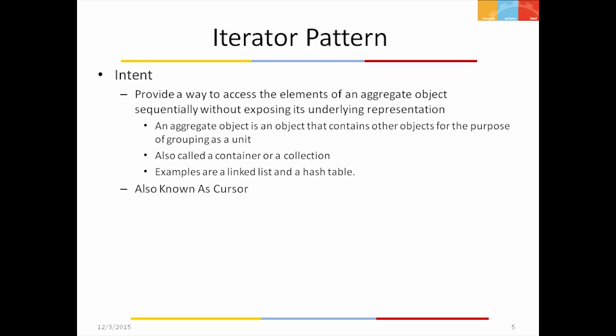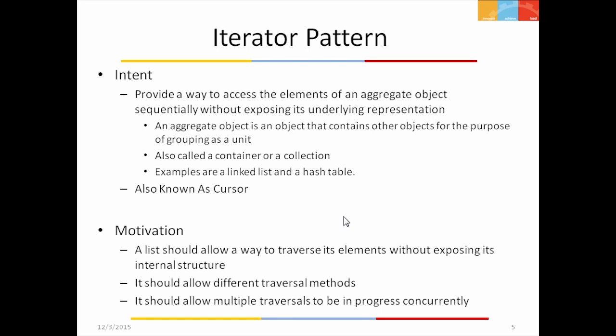This aggregate object is basically an object that contains other objects for the purpose of grouping as a unit, meaning that a set is an aggregate. It contains other objects, a set of elements, and it groups all these elements together. It is also called a collection. An aggregate object is also called a collection. Examples are a linked list or a hash table. The iterator is also known as a cursor.